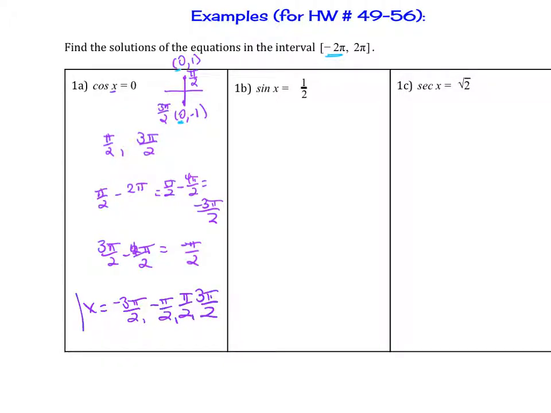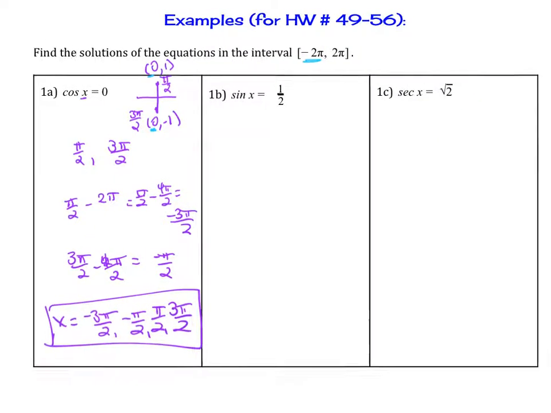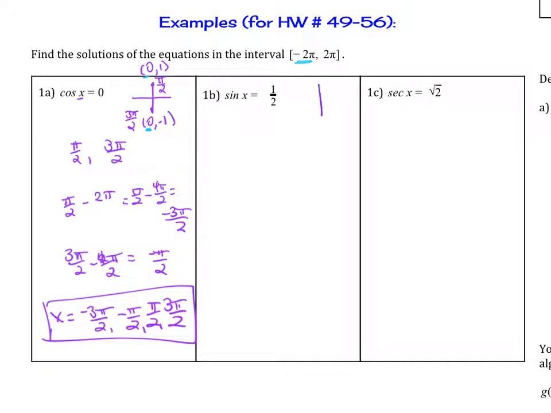For B, when does sine of x equal positive 1/2? Positive 1/2. That's going to be here. So y is positive in quadrant 1 and quadrant 2. And 1/2, that is where? Well, that's at pi over 6. And then on the left side, we can figure that out. Pi minus pi over 6, that is 5 pi over 6. We have those two values. Now we have to find the ones in the negative side, so negative 2 pi.